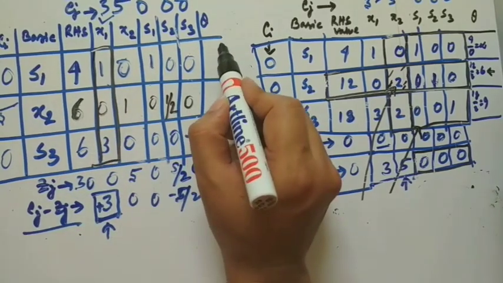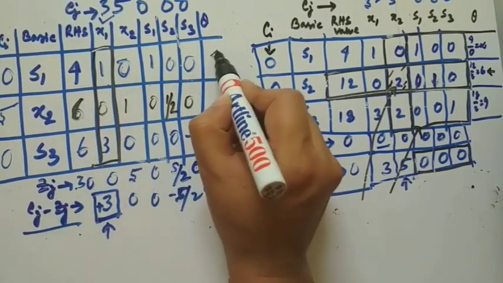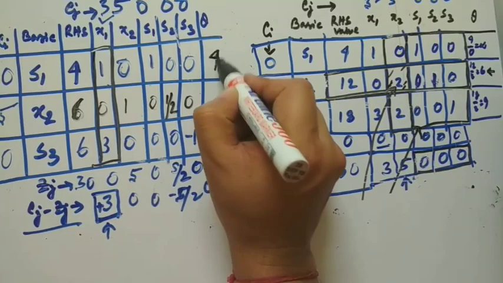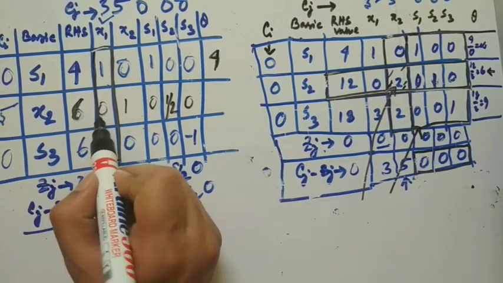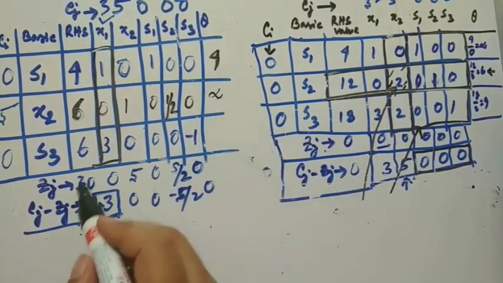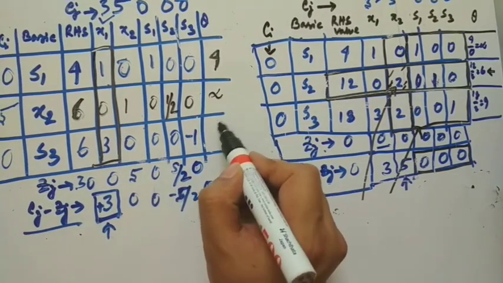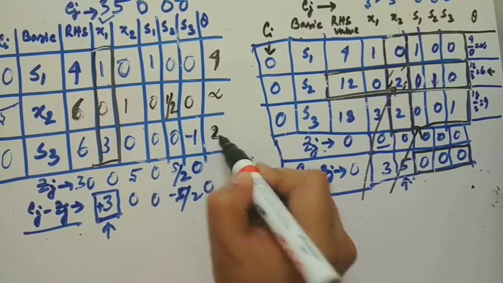Okay. So first one will be 4 by 1, will give you 4. Okay. Next 6 by 0 will give you infinity. Next 6 by 3 will give you 2. Okay. So it will give you 2.